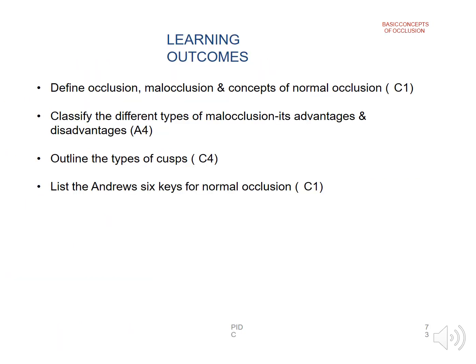Okay, now we reach the final two slides. So the learning outcomes. At this point, you should know how to define occlusion, malocclusion, and the concept of normal occlusion. You should also know how to classify the different types of malocclusion, its advantages and disadvantages, and you should also know how to outline the types of cusps, and also you need to know how to list down Andrews' six keys for normal occlusion.